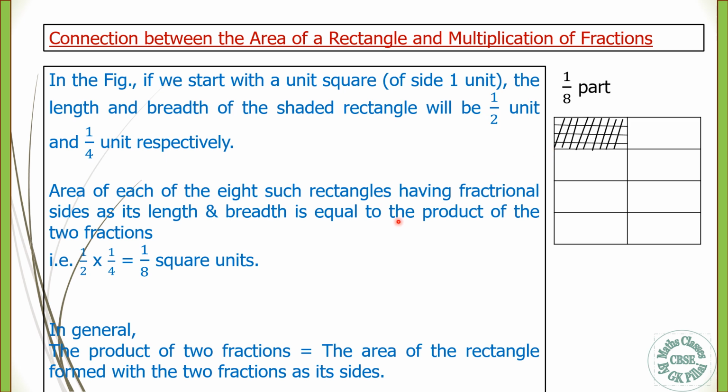Area of each of the 8 such rectangles having fractional sides. Why are we saying fractional sides? We are actually explaining the product of fractions. So the area of each of the 8 such rectangles having fractional sides as its length and breadth is equal to the product of the two fractions. That is 1 by 2 into 1 by 4, 1 by 8. This is a general thing. The product of the two fractions is equal to the area of the rectangle formed with the two fractions as its sides. There is not much practical purpose for this.